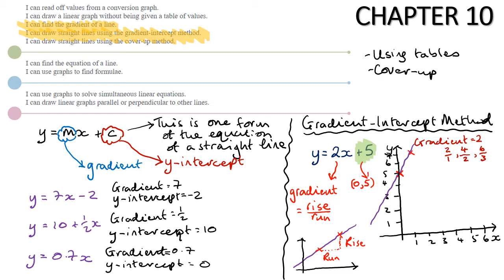So that's the gradient-intercept method. You plot the intercept and you use the gradient to work out the second point that you need to plot. You need to find two numbers, one divided by the other, the rise divided by the run, that will give you that gradient, and you can use it to plot the second point, and then you just join them up. Remember, make the line go all the way through the grid.